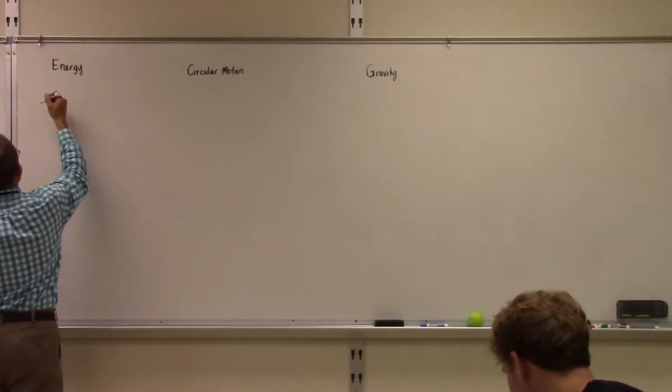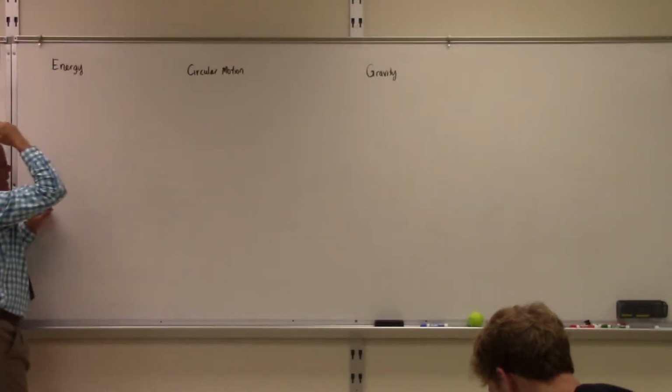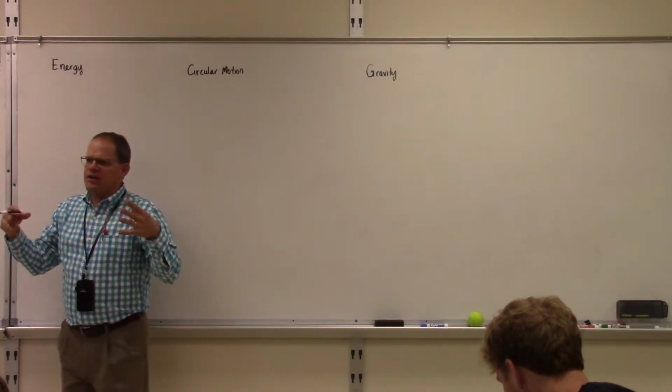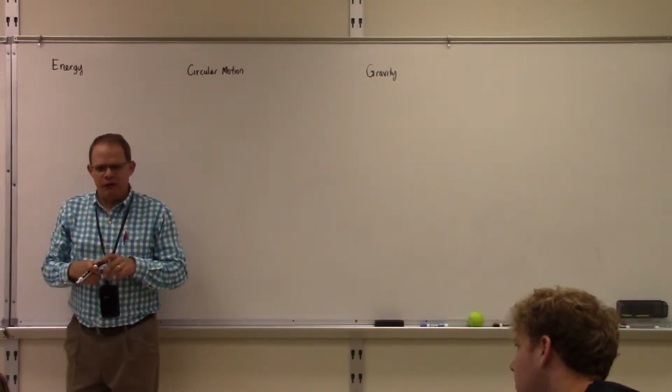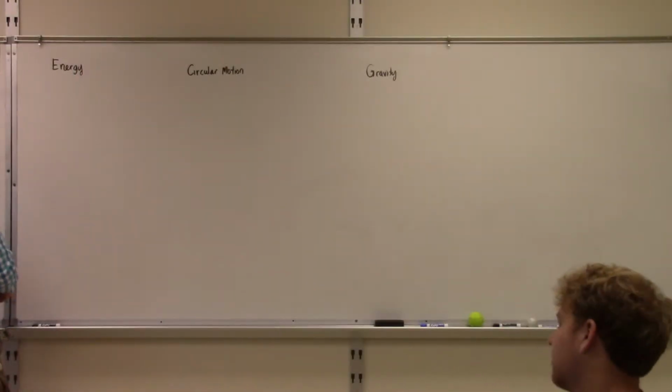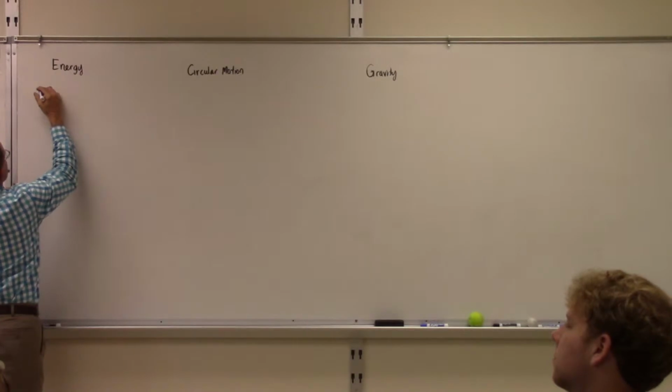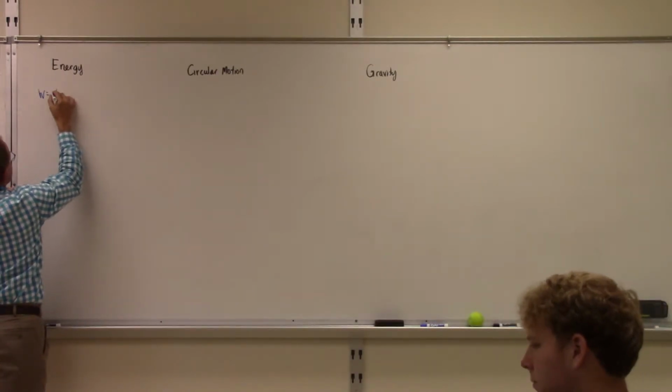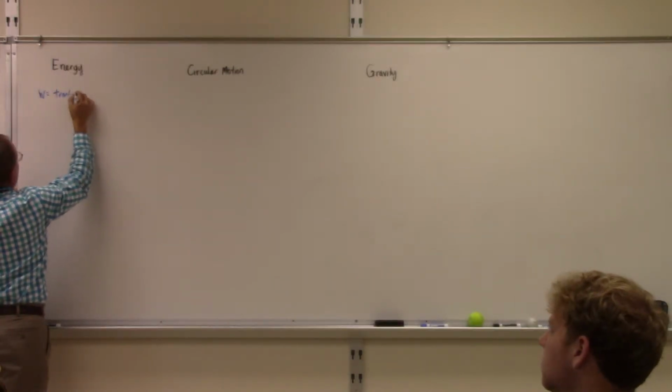Energy. So the big idea in energy is that energy is this very vague, abstract idea. We kind of call it the accounting system of the universe. But we talked about work, and so we'll start there. We can define work as the transfer of energy. So work is the transfer of energy from one form to another.